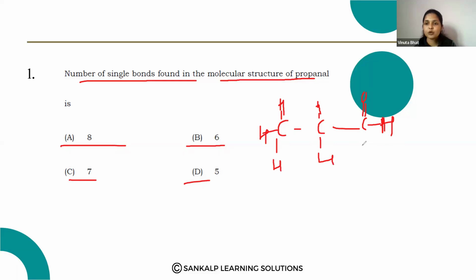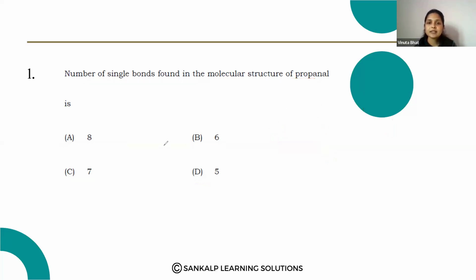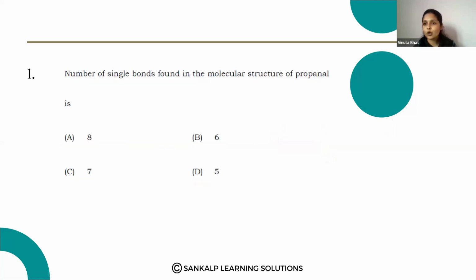Here, how many single bonds are present? 1, here 2 between the carbons. 1, 2, 3, 4, 5, 6, 7, and here one more, 8. Option A, 8 single bonds are present in the molecular structure of propanol. Option A is the correct answer. Check it once whether it is correct or not.